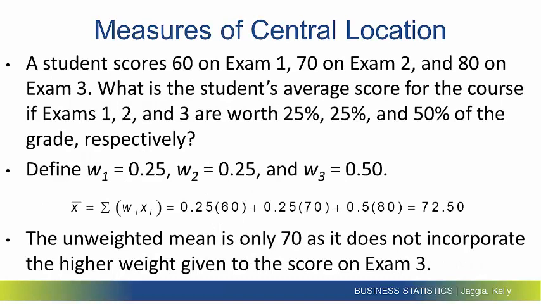So what you can see here is a student has 3 assessments. The scores are out of 100 for each assessment. In this case, exam 1 and 2 are worth 25% of the final grade, and exam 3 is worth 50%.